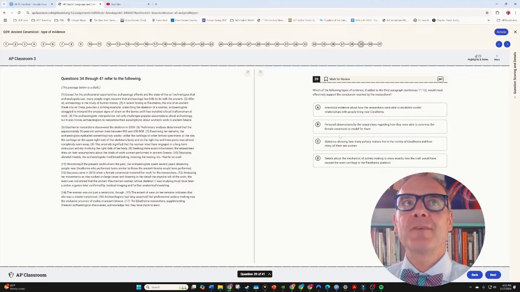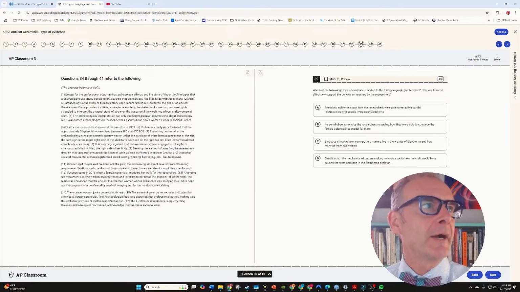Which of the following types of evidence, if added to the third paragraph, sentences 11 to 13, would most effectively support the conclusion reached by the research? So I have to go to sentences 11 through 13. Oh my gosh, I have to read that whole paragraph now? All right, I'm going to read it a second. All right, I can see this paragraph describes a sequence of events. A, anecdotal evidence. No, because the evidence was not anecdotal. Anecdotal means it was evidence that was told to them, but it was not told to them. It was established through direct observation. So the answer is clearly not A.